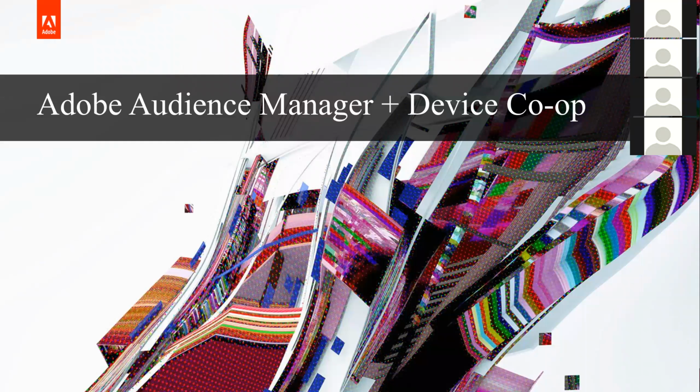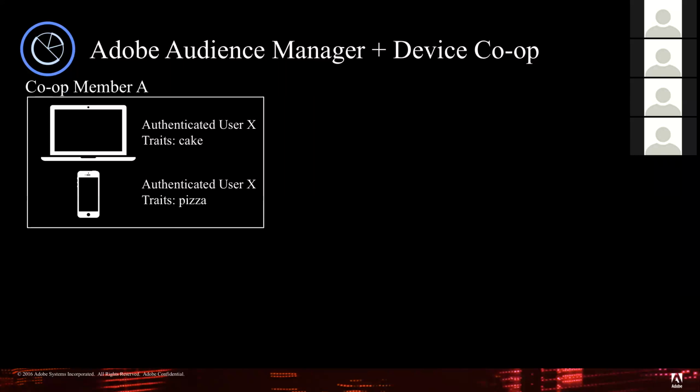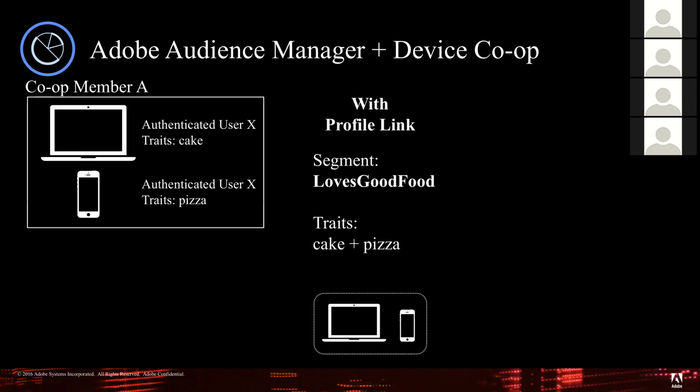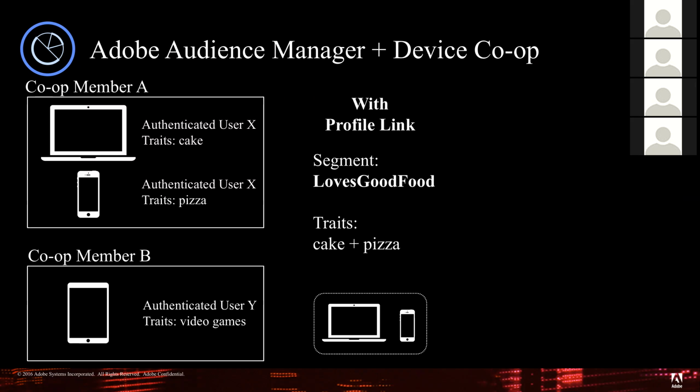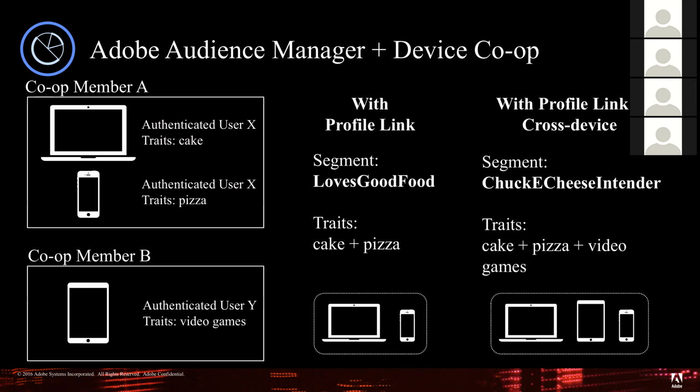And finally, Audience Manager. This one's really cool. Co-op member A, we have a trait that the user likes cake and that the user likes pizza. With profile link, we might collapse those two traits into the profile and say the segment is that they love food because of cake and pizza. Co-op member B, they like video games. Well, we find with profile link plus the cross-device co-op, we actually find out that that's the same person. We are then able to combine those three traits that qualifies that user for a different segment altogether.